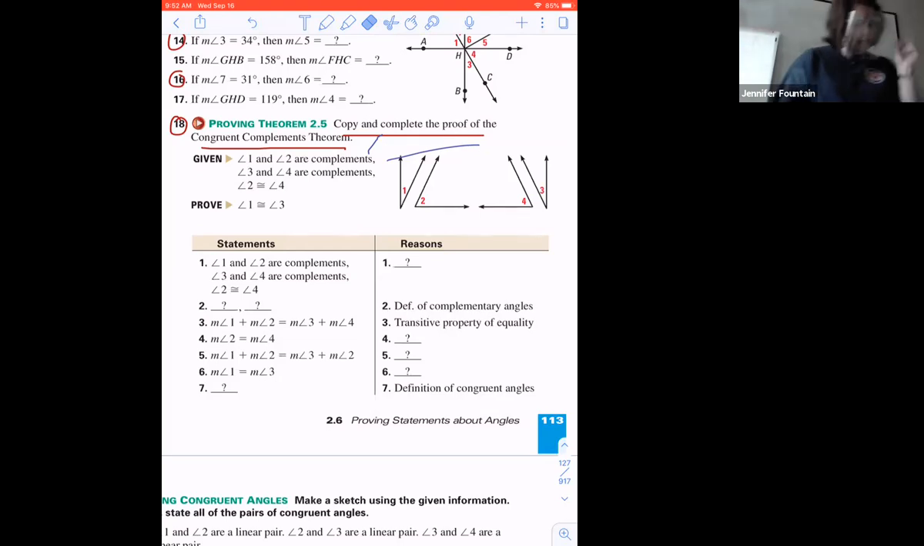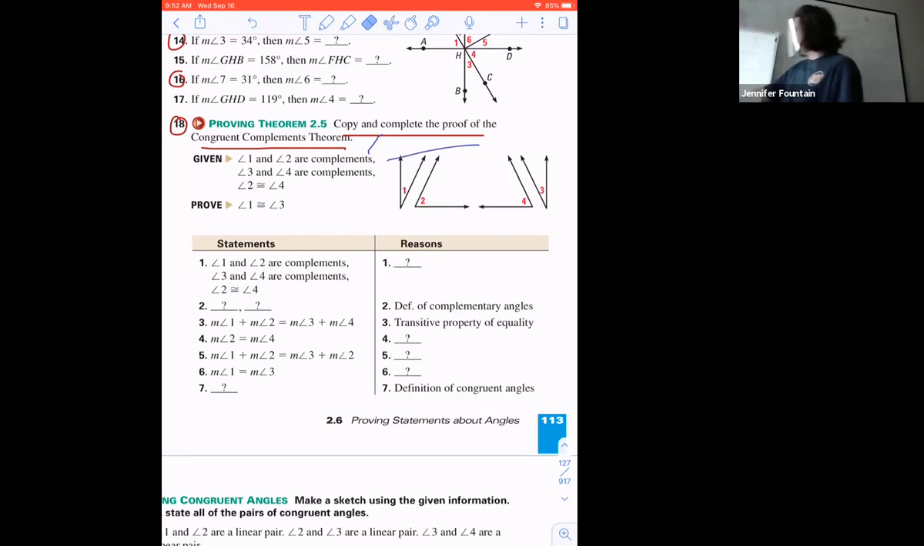And they already told us that's the transitive property of equality. Now, for statement 4, it has the measure of angle 2 is equal to the measure of angle 4. This is going to be the definition of congruent angles. Good. Step 5, measure of angle 1 plus the measure of angle 2 equals the measure of angle 3 plus the measure of angle 2.